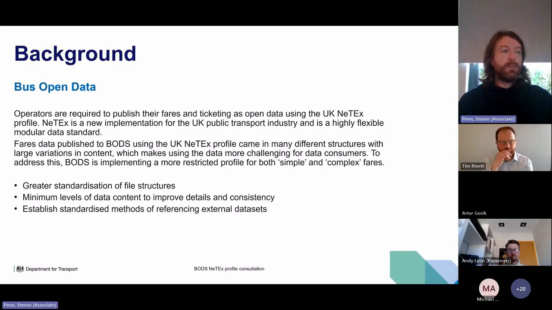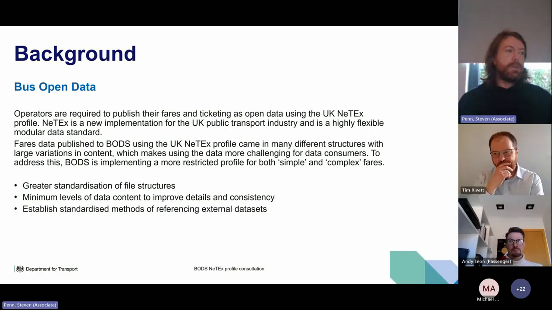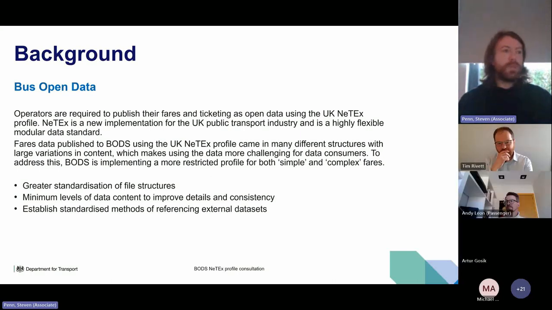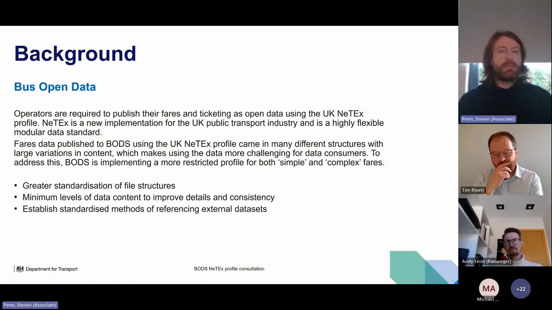Like I said, we were seeing fare data being published with very minimal content beyond the prices and the name of the product. So we're implementing minimum levels of content to improve the detail and consistency of the data. So we're talking about what kind of product it is, what kind of passengers it applies to, and relating this back to the public transport network.